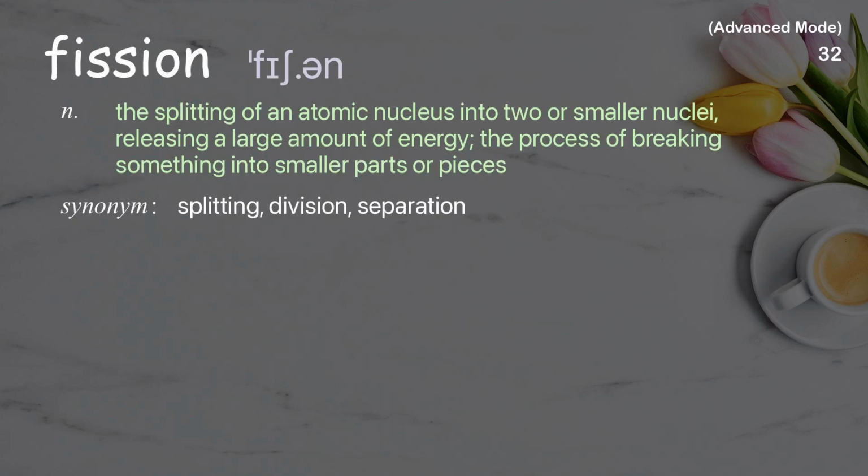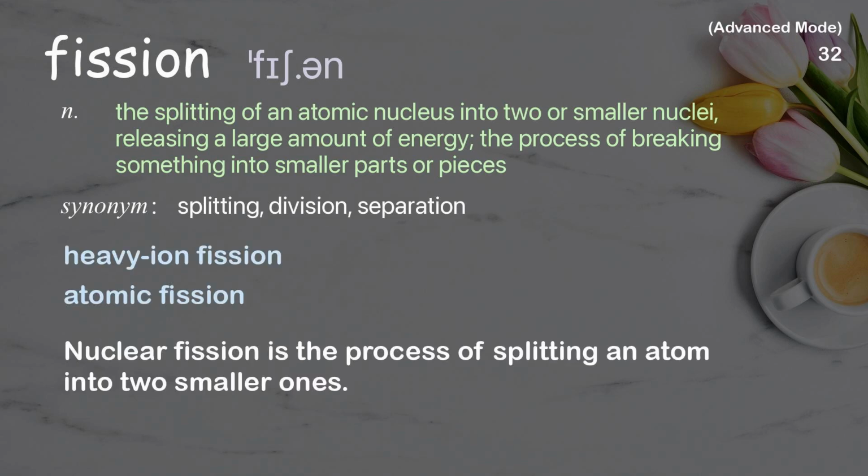Fission. The splitting of an atomic nucleus into two or more smaller nuclei, releasing a large amount of energy; the process of breaking something into smaller parts or pieces. Examples: Heavy ion fission. Atomic fission. Nuclear fission is the process of splitting an atom into two smaller ones.